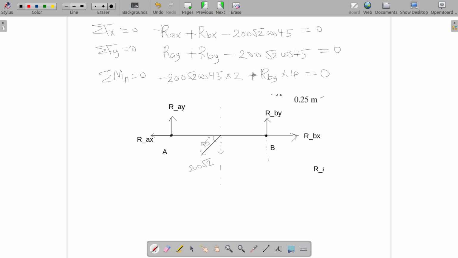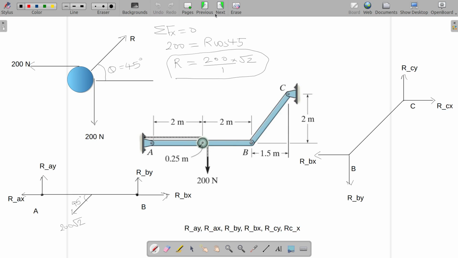and RBY can be substituted here to calculate RAY, and now RAX and RBX are remaining, for which we need to take out the next set of equations. So for that let us take this part here.